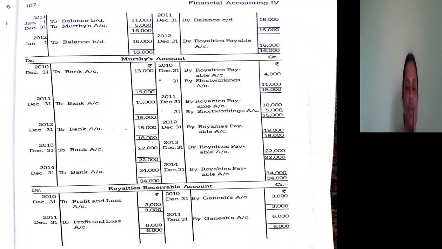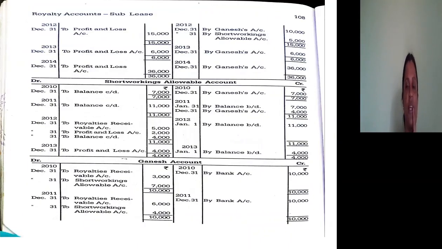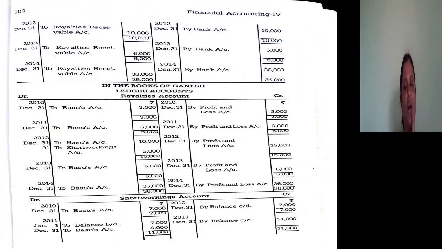So in the books of Basu, we should pass the journal entry: Ganesh account debtor to royalty receivable 6,000. The royalty receivable account should be closed by transferring it to profit and loss account. In Ganesh account, on the debit side 6,000, and he will receive the cash: bank account debtor to Ganesh's account 6,000, so that both the accounts get closed.